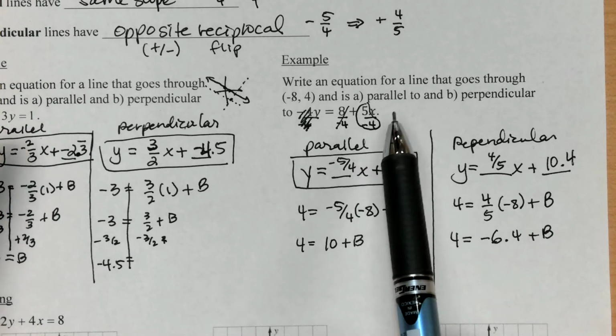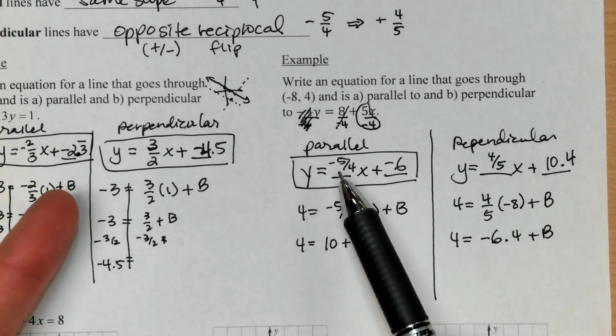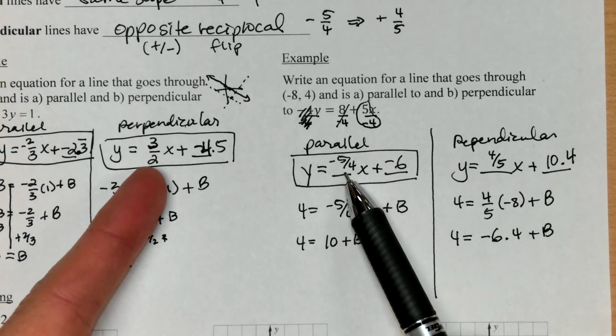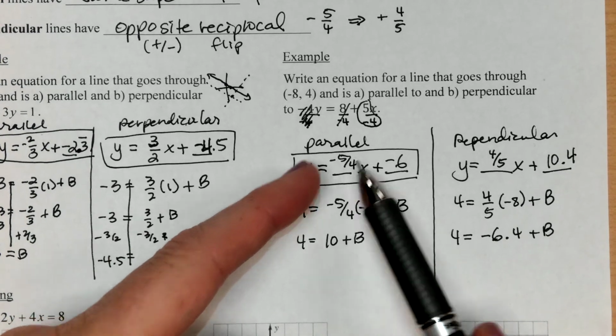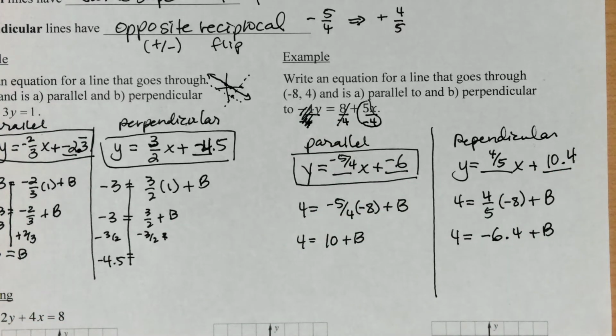So just when you're doing parallel and perpendicular, first pick out your slope, put that in the spot, then take your point and plug that in, making sure that parallel has the same slope, and perpendicular has the opposite reciprocal.